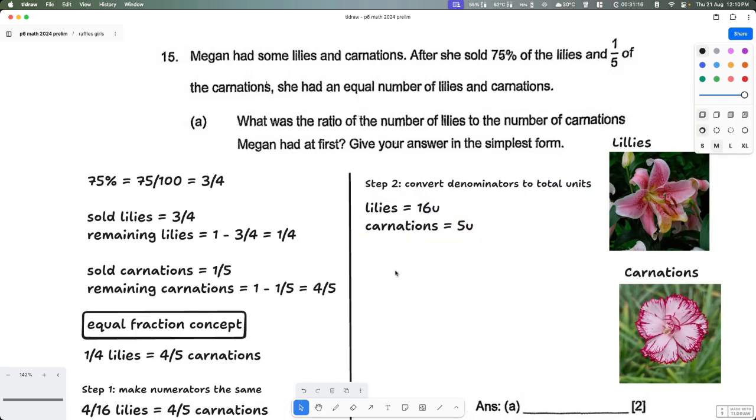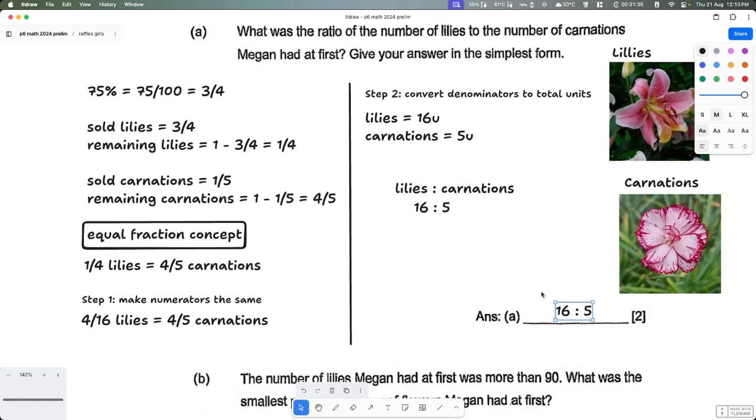So the ratio of lilies to the number of carnations: lilies to carnations is equal to 16 over 5. 16 is to 5. Okay, there you go. That's the answer. 16 is to 5. Okay, let's move to the next question.